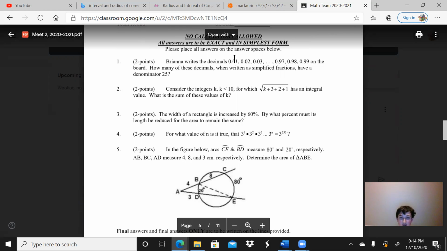2, consider the integers k less than 10. They did this for a state playoff, or very similar. So wait, really number 2 is the square root of k plus 6, and we want to find integer values. But oh, I know why they're tricking, because they never said it was a positive integer. They just said integral value. So we get 1 when k equals -5. Actually, we get 0 when k equals -6.